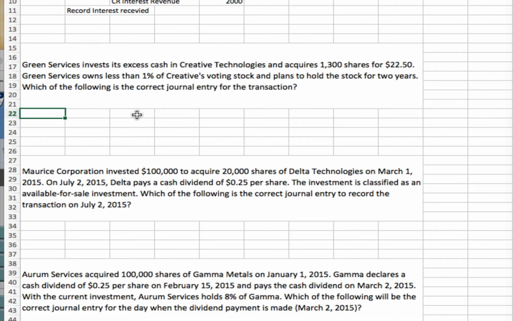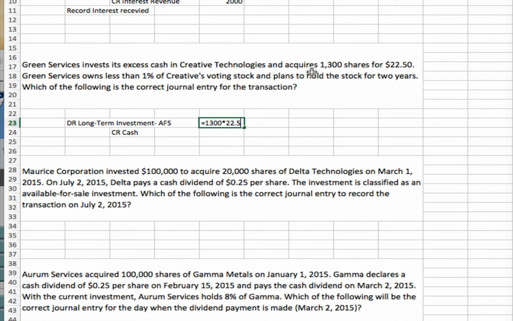So now, as far as the format of this goes, let me make sure I'm doing what they're asking. The purchase of these investments is what we're recording here. So debit long-term investments, available for sale securities, and we're paying with cash, so the credit is going to be to cash. Now I just need to know how much is 1,300 times 22.50.